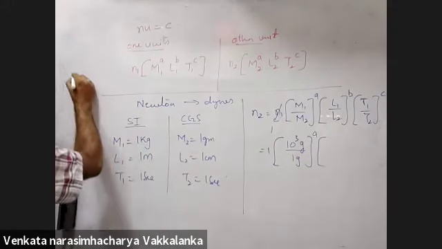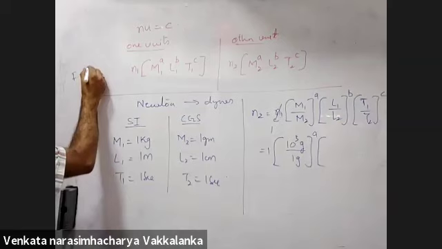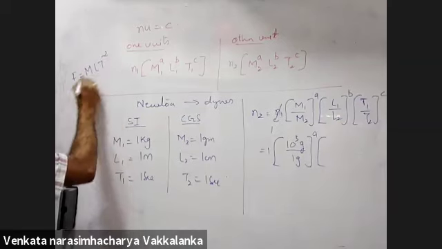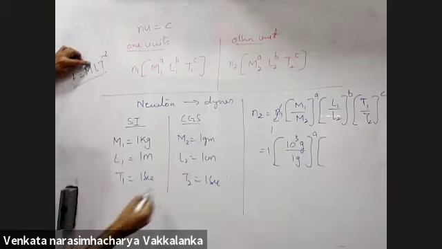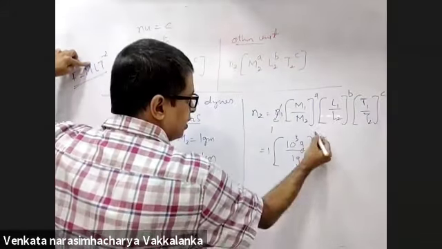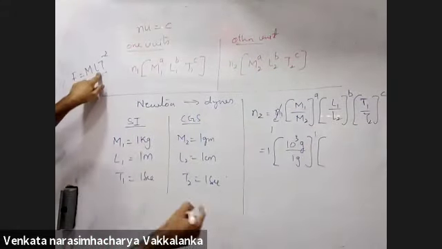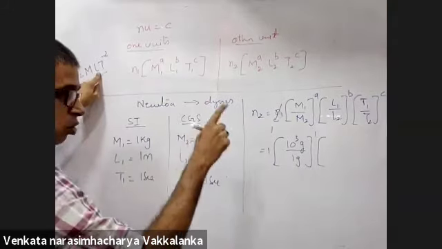You are finding out force, right? For force, what is the dimensional formula? Mass, length, time to the power minus 2. So M to the power A means how much? It is 1. L to the power B means how much? B is also 1.